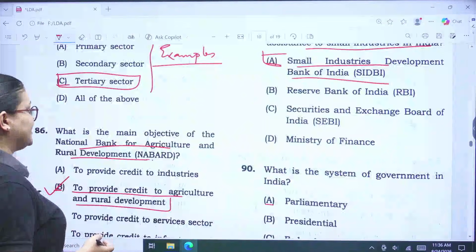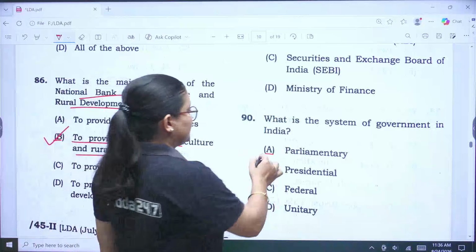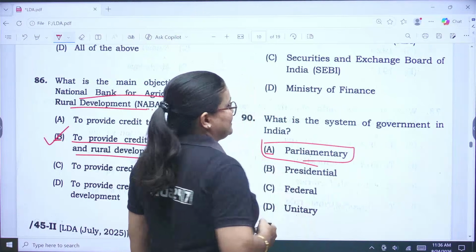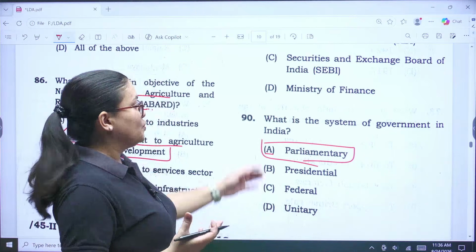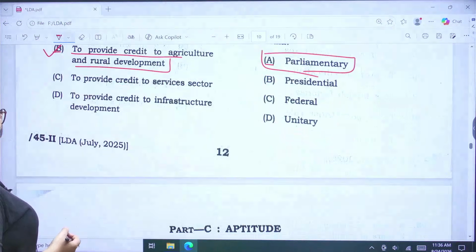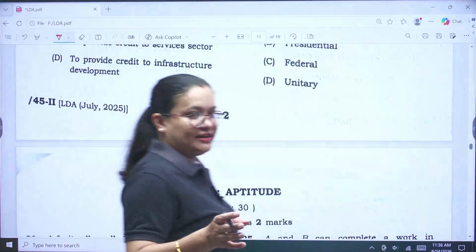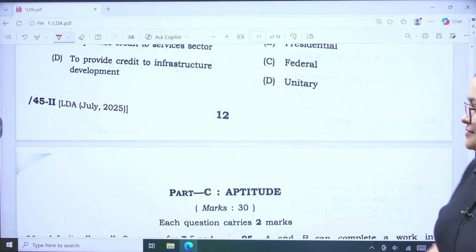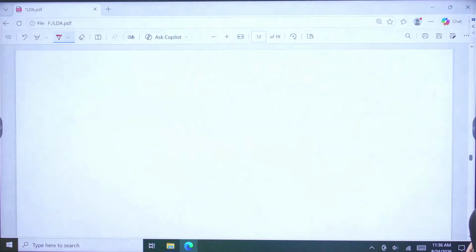Next, 90. What is the system of government in India? This we have learned during our primary classes. It is the parliamentary system which is there in India. So these were the questions, I think, of the GK part. Next is the aptitude part. Swankar sir has already given the answers. Now I'll be going directly to the computer part.